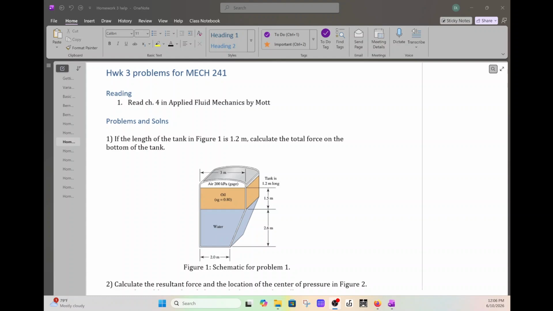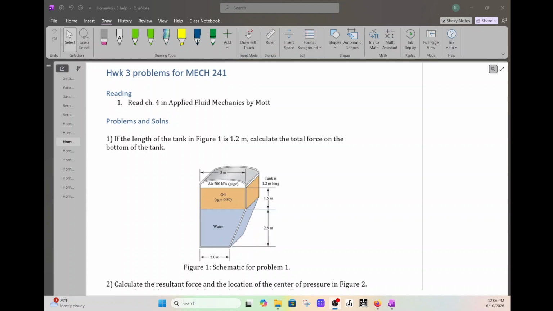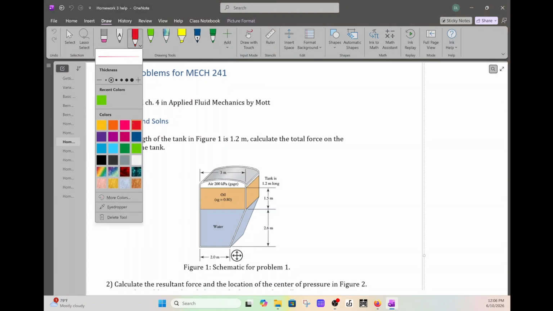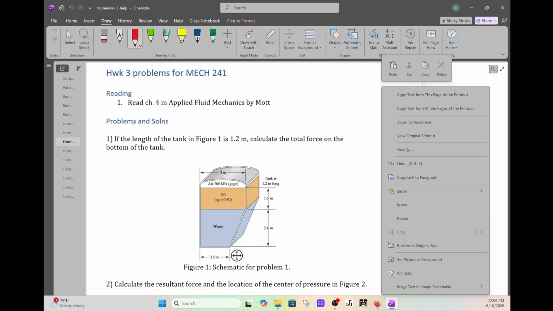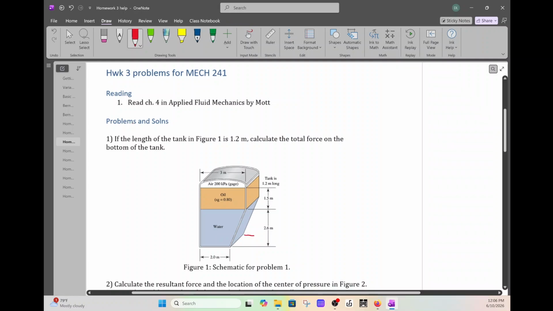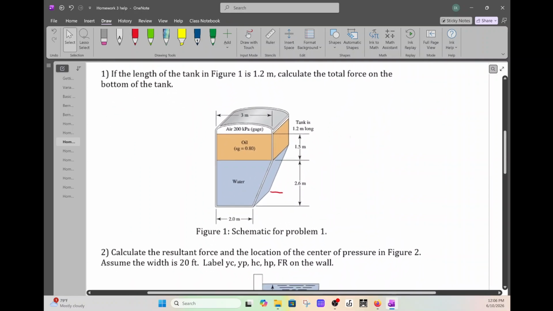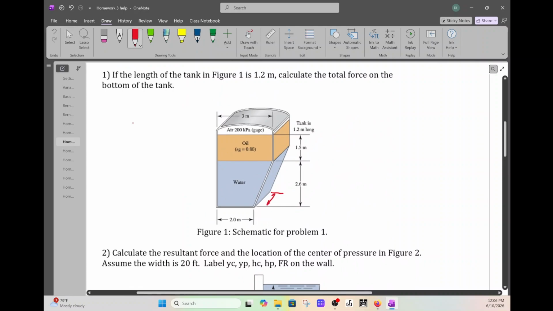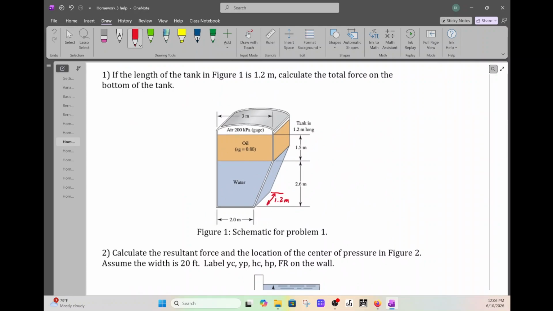It says if the length of the tank in figure 1 is 1.2 meters, which means in and out of the page. So if I draw, let me zoom in here, that dimension is 1.2 meters. Calculate the total force on the bottom of the tank.